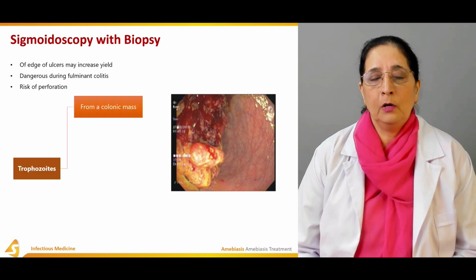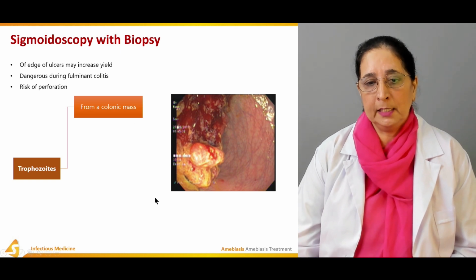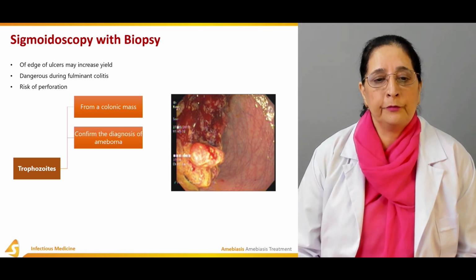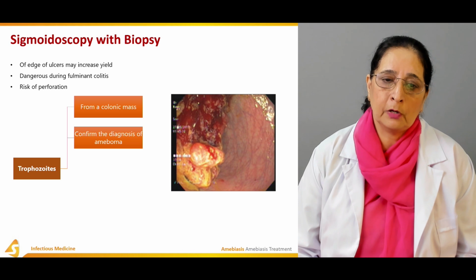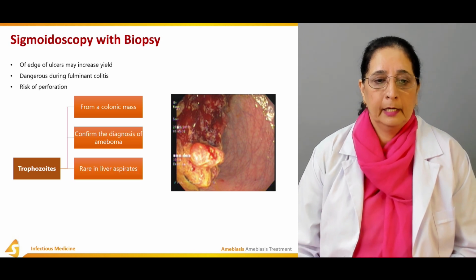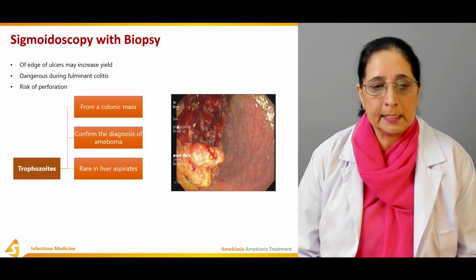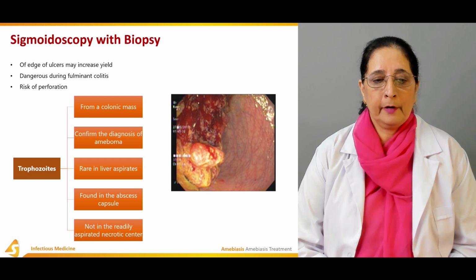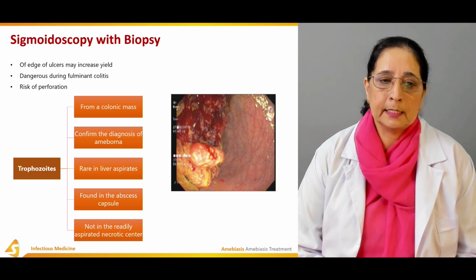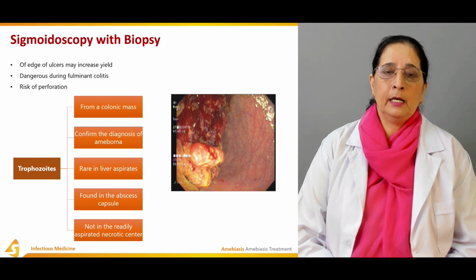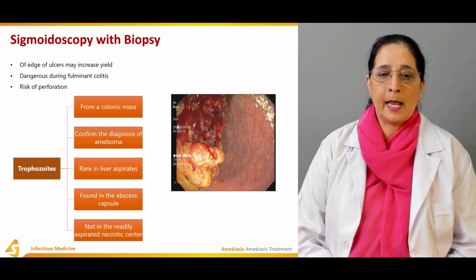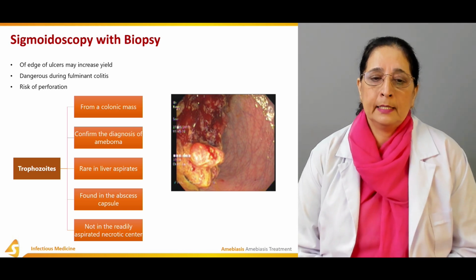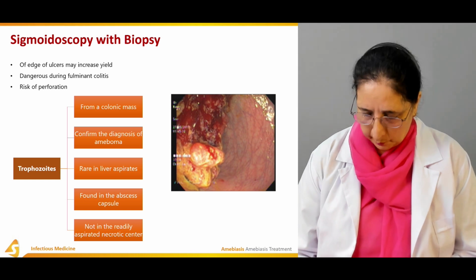Trophozoites from a colonic mass, which you can see here, allow isolation of trophozoites and confirm the diagnosis of amoeboma. They are rare in liver aspirates, found in the abscess capsule and not in the readily aspirated necrotic center. So if trophozoites are obtained from the colonic mass, it is significant for amoeboma and helpful in the diagnosis of amoeboma.